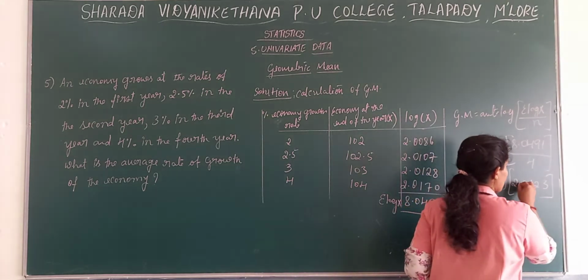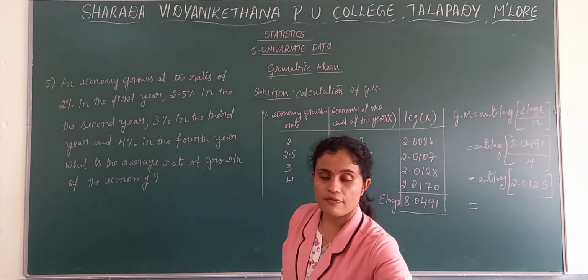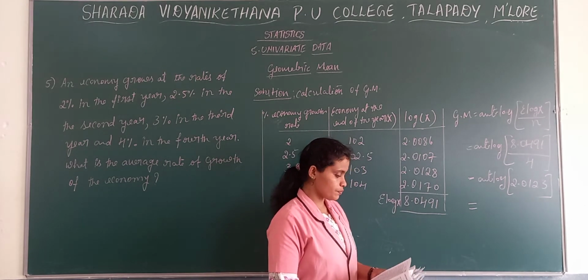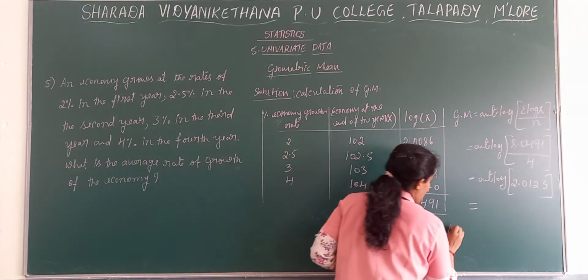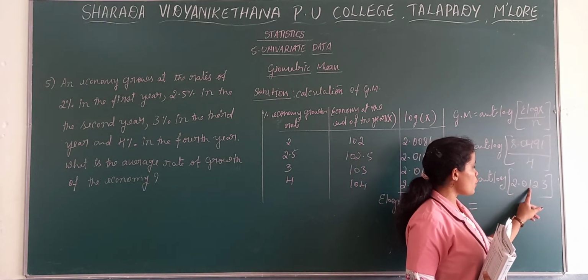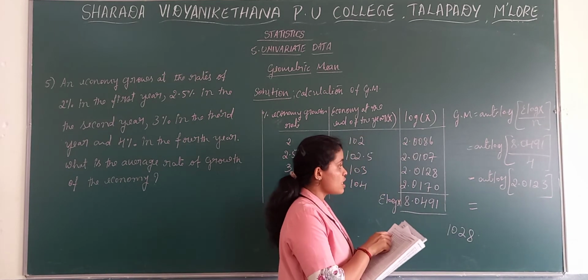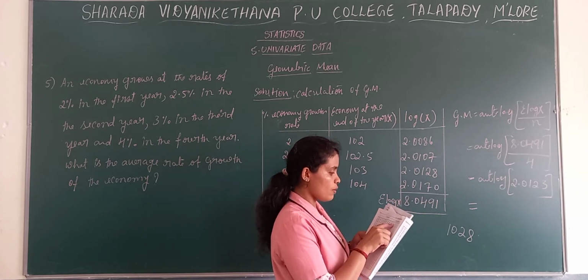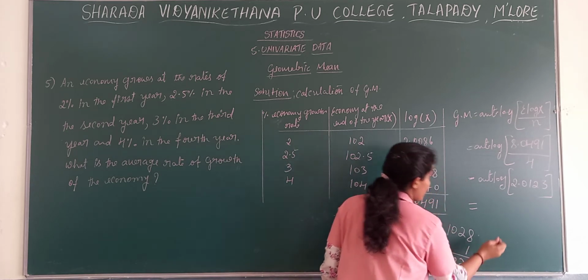How to see the antilog? Open your antilog table. See the value there, 0.01 second column. 0.1 second column you have value 1028. Now this is the value of 0.01 second column. Then check 3 in the mean difference column. Third column you have value as 1. So 1029.